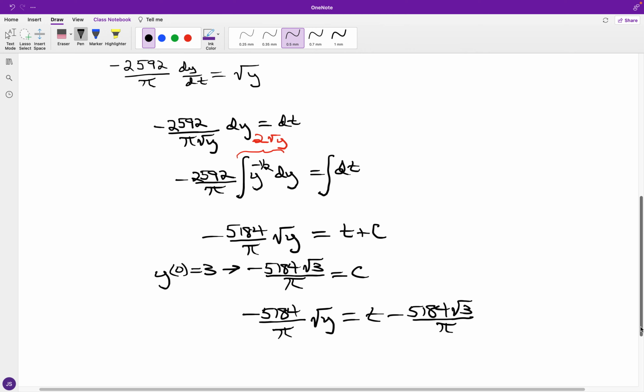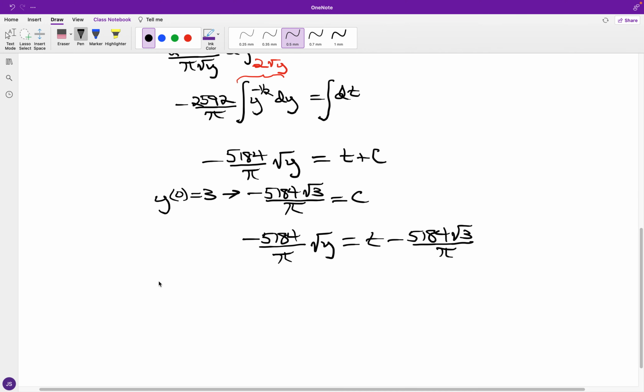Now, in terms of how long it's going to take to completely empty the container, we have y of t is equal to 0. Well, guess what? We're going to have that the value of y is at 0, so we have 0 is equal to t minus 5184 square root of 3 over pi.